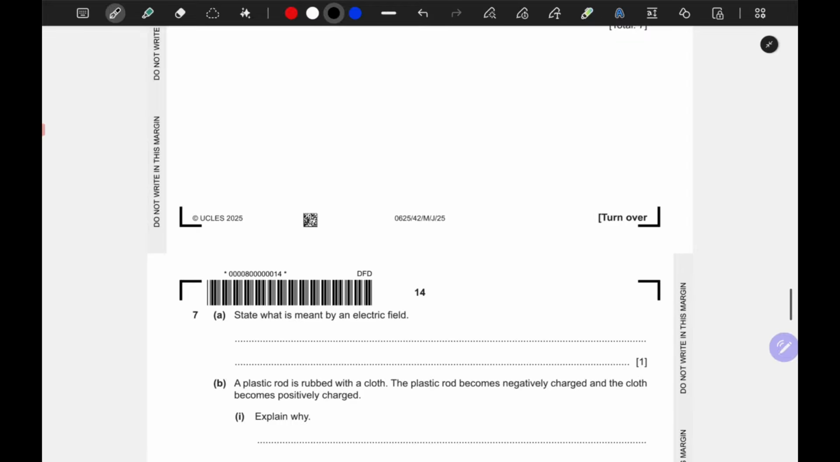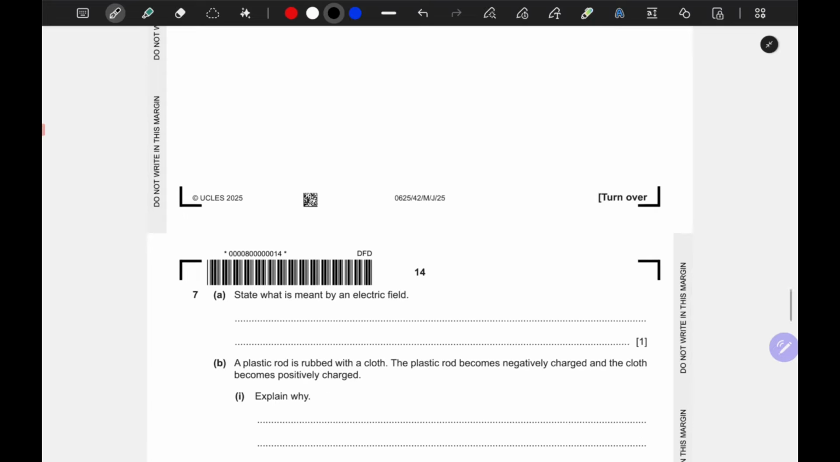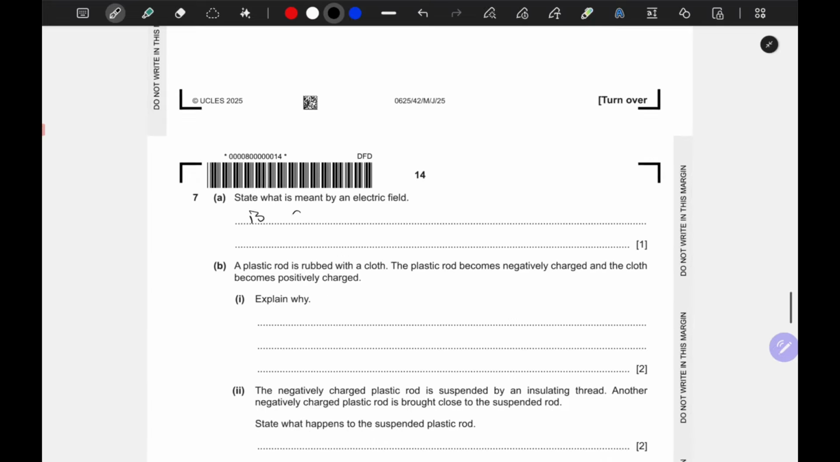Question 7. State what is meant by an electric field. Electric field is, first of all, a region where a charge experiences a force. It's basically like a magnetic field. A magnetic field is a region where a magnet experiences magnetic force. So an electric field is the same thing, but with a charge instead of a magnet.